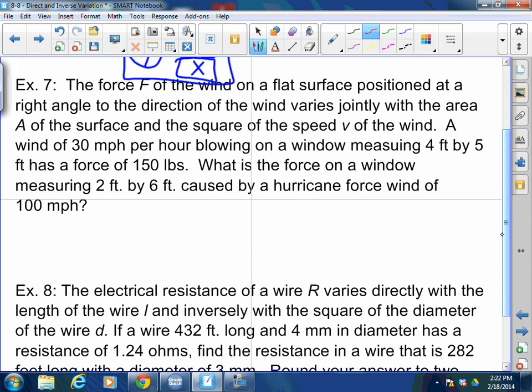Now, they love to make these word problems very verbose. Don't be scared of that. Verbose just means very wordy. The force F of the wind on a flat surface positioned at a right angle to the direction of the wind varies jointly. That should be an indicator. We're talking about jointly. So the force F varies jointly with the area A of the surface and the square of the speed V of the wind. Do you see what I just did? All I did was write down what I read.